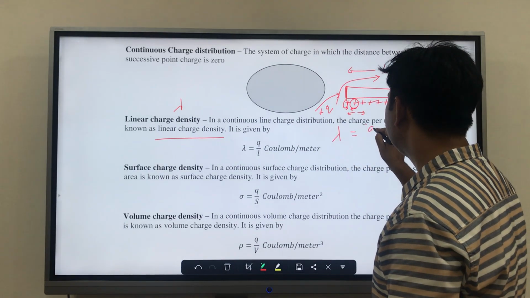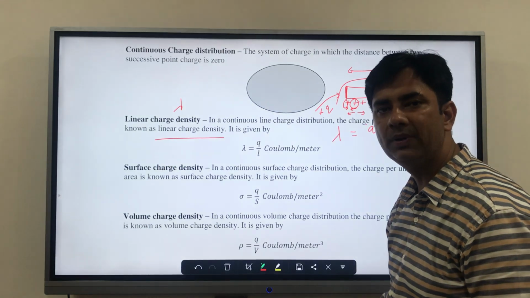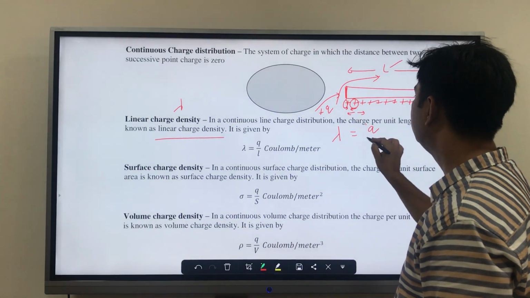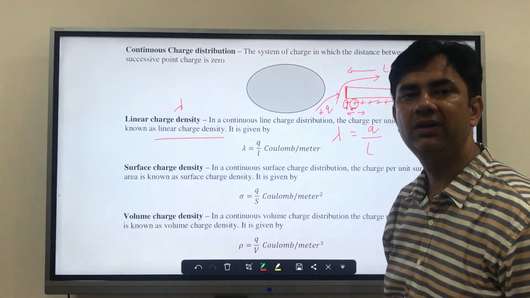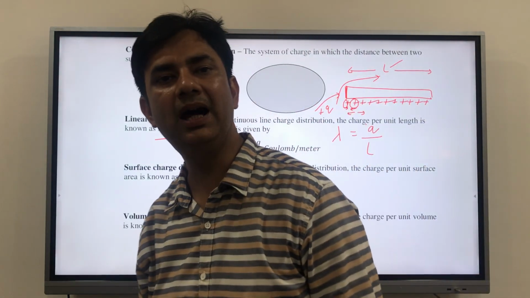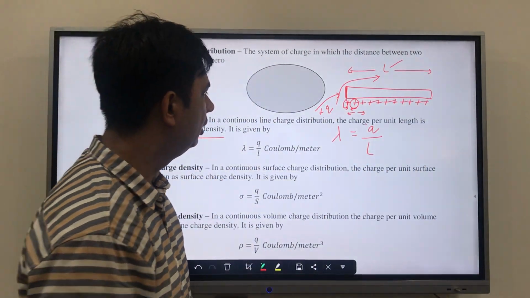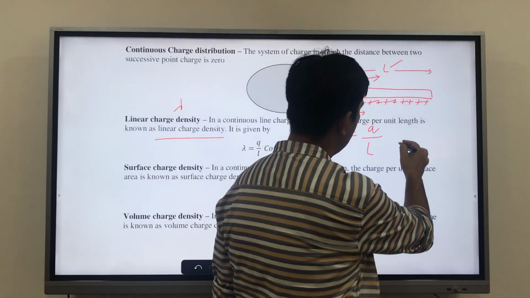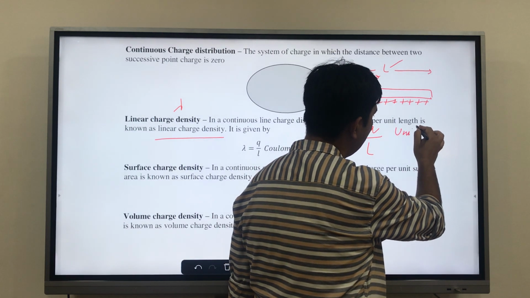How much charge do we have? Charge is Q. How much length do we have? L. So we can say my lambda will be equal to Q by L. Again, the unit: what will be the unit? It is very easy to understand.